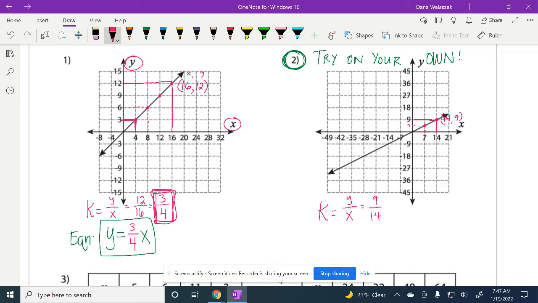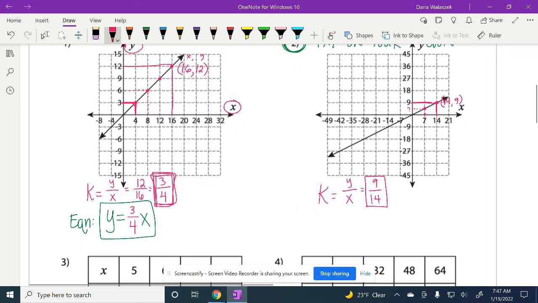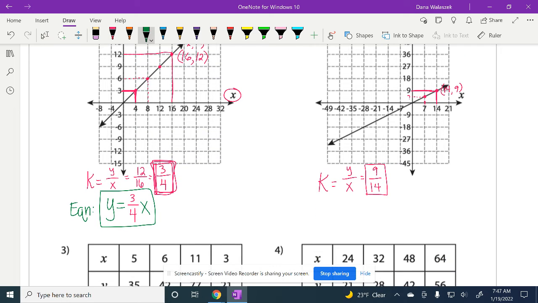Now I think, does that reduce? Is there any common factor between 9 and 14? No. Then I write my equation. Y equals 9/14 x.